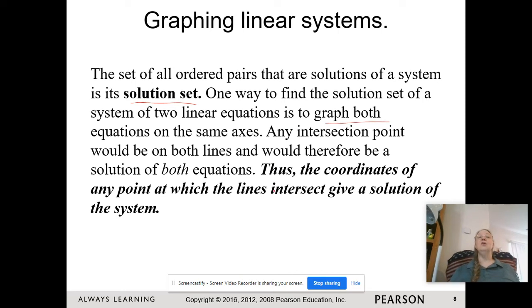Graph both. We will do several different methods for solving systems. This is just the first method, and it takes the longest. I'm not going to lie, it takes the longest, but it gives us a picture of what's happening. And sometimes a picture is worth 1,000 words. So we're going to graph both equations, and any intersection point is going to be a solution. The coordinates of any point at which the lines intersect give a solution to the system.